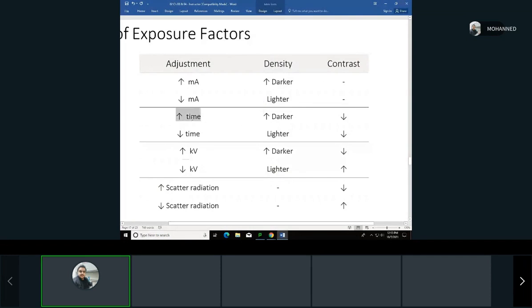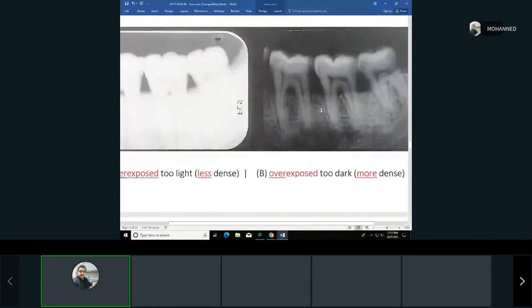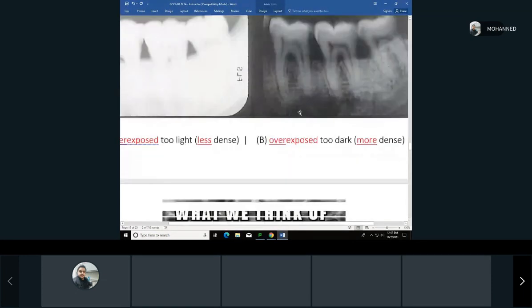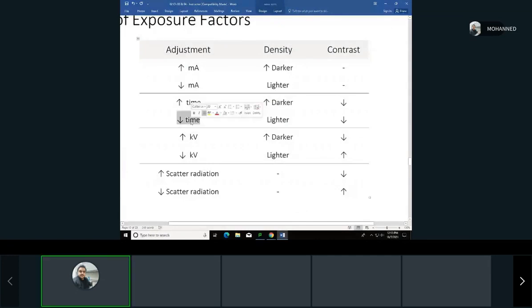The more time that you expose the film, the more dark it will be, the more dense it will be, correct? Just again, like the picture that we saw. Overexposed. We expose it too long. Okay. The less time, the less dense, the lighter. The more kilovoltage, the darker it is, the less kilovoltage. So density is a direct relationship. Whenever you increase something, density will increase, right? Decrease something, density would decrease with milliamperage, time, and kilovoltage, correct?